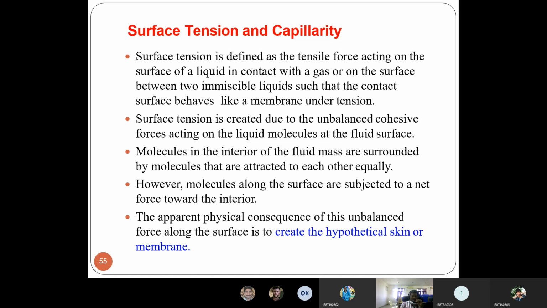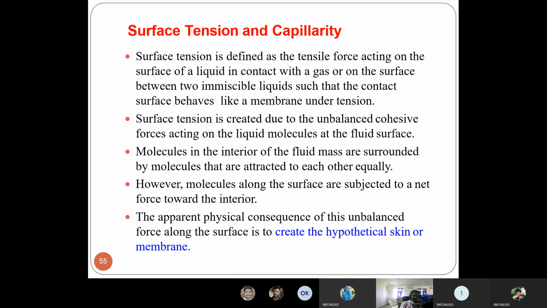Surface tension is created due to unbalanced cohesive forces acting on the liquid molecules at the fluid surface. Molecules in the interior of the fluid mass are surrounded by molecules that are attracted to each other equally. However, the molecules along the surface are subjected to a net force towards the interior. The apparent physical consequence of this unbalanced force along the surface is to create the hypothetical skin or membrane.